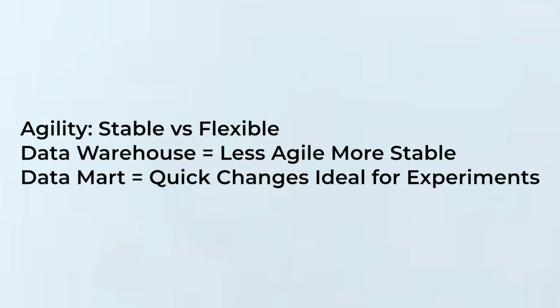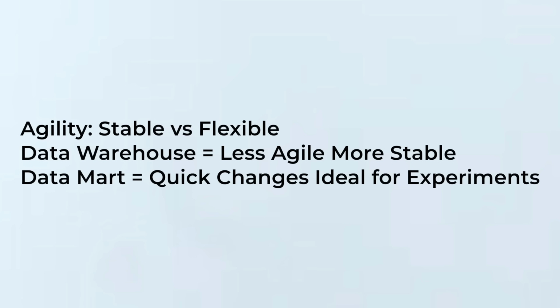Data warehouses are less agile by nature. Changes affect multiple business areas, requiring extensive testing and coordination. But once established, they provide stable, reliable enterprise reporting. Data marts are inherently more agile. Changes can be implemented quickly without affecting other business areas. This makes them ideal for rapidly changing business requirements or experimental analytics initiatives.